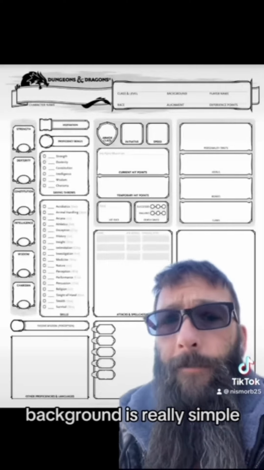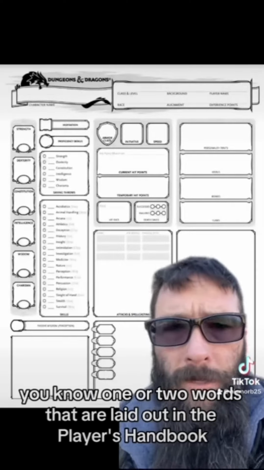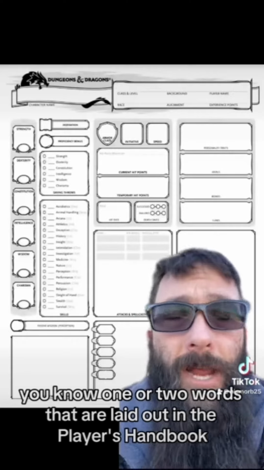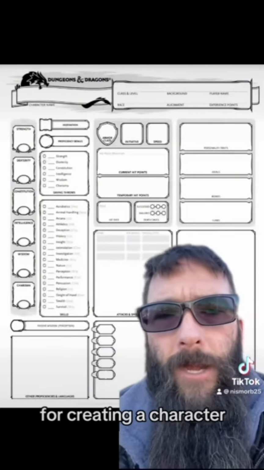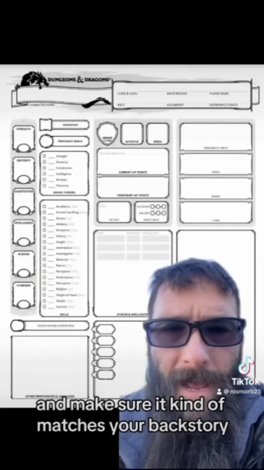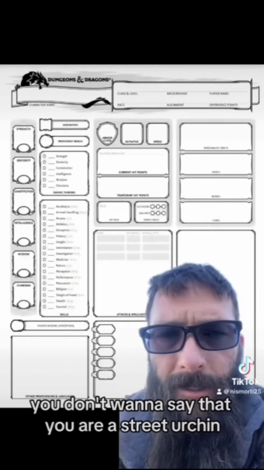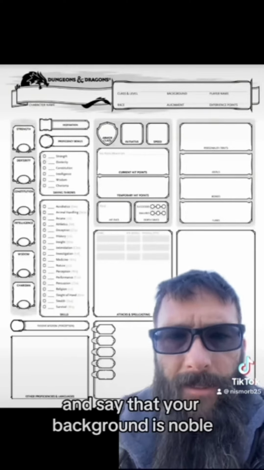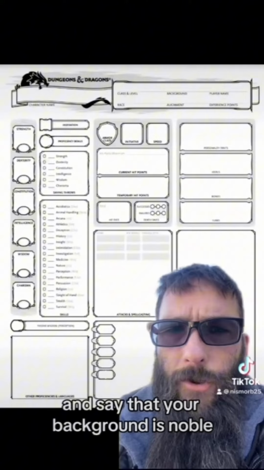Background is really simple, one or two words that are laid out in the player's handbook for creating a character. And you want to make sure it kind of matches your backstory. You don't want to say that you were a street urchin and say that your background is noble.